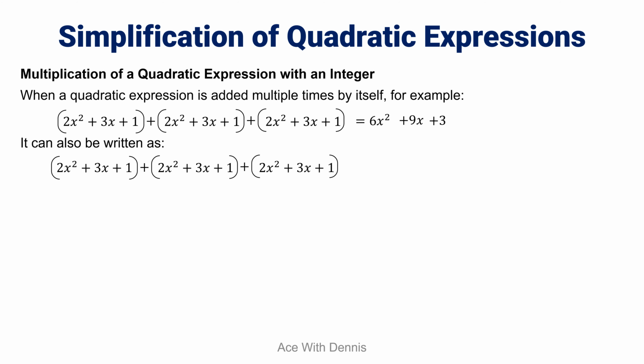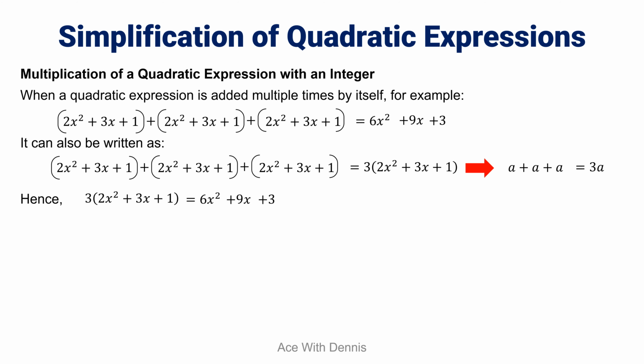It can also be written as this: 2x squared plus 3x plus 1 added to itself 3 times, we can write as 3 times 2x squared plus 3x plus 1, because we know that a plus a plus a equals 3a. Hence, we can equate these results together. We have 3 bracket 2x squared plus 3x plus 1 equals 6x squared plus 9x plus 3. So that means this whole thing equals this expression.